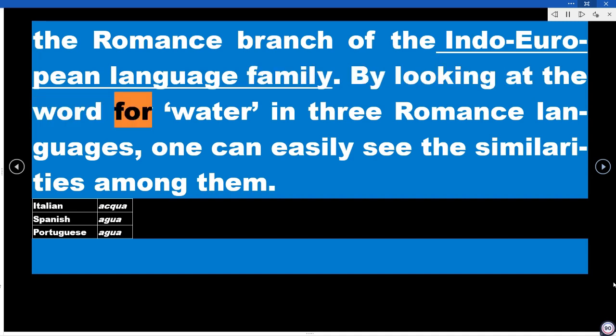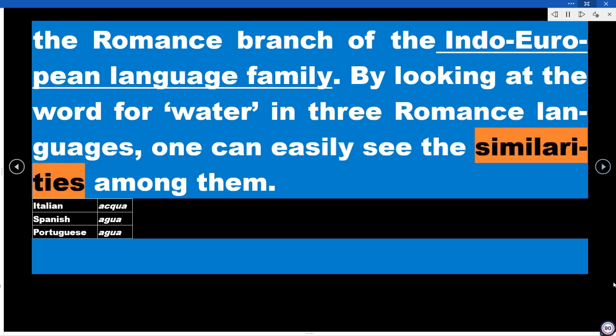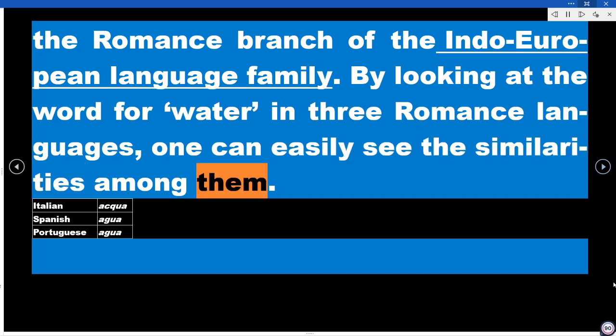By looking at the word for water in 3 Romance languages, one can easily see the similarities among them. Italian, acqua. Spanish, agua. Portuguese, água.